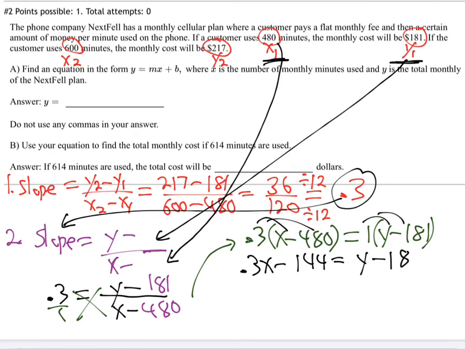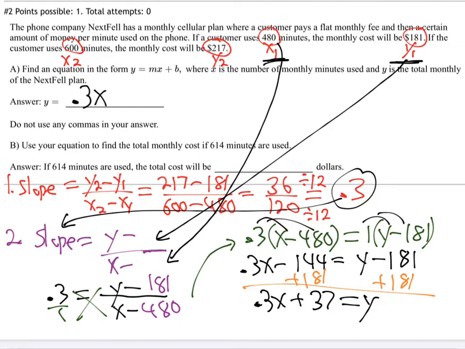Last step to get y alone. Y's saying what he's always saying, I want to be alone. And so we get 0.3x plus 37 equals y. So there's the formula. 0.3x plus 37. So there we go.